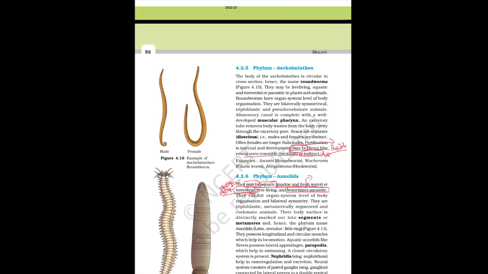Sometimes parasitic. Sometimes is a new word. Sometimes means less than 50%, you can say 10% to 40%. So for sometimes parasitic, you can leave this point out also. No need.